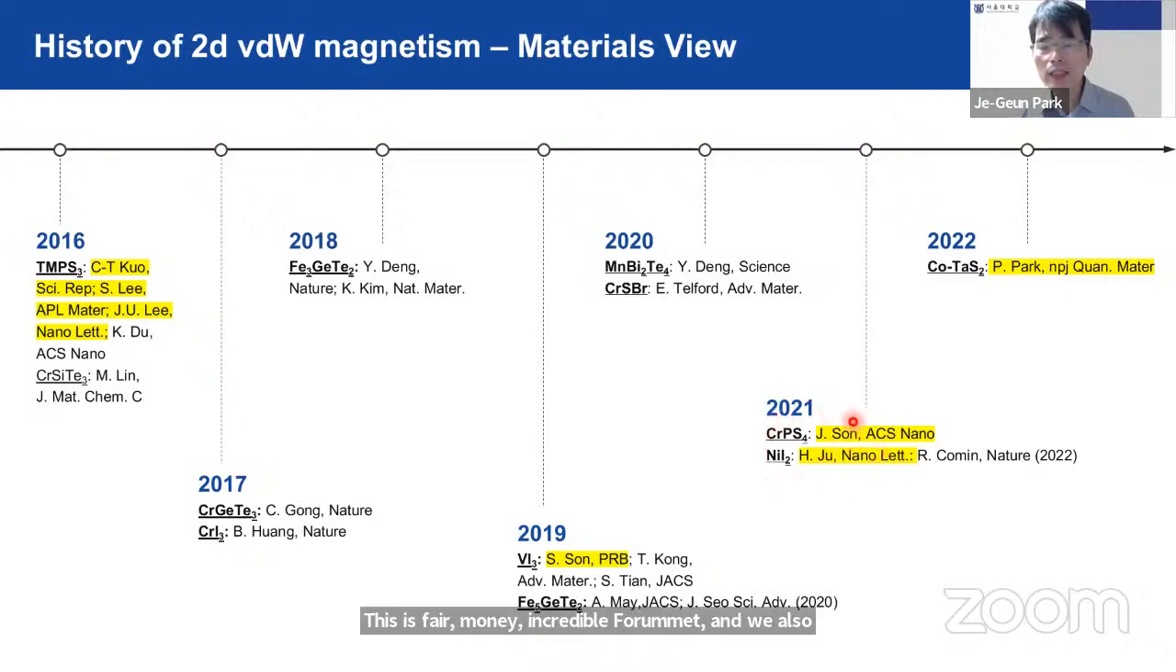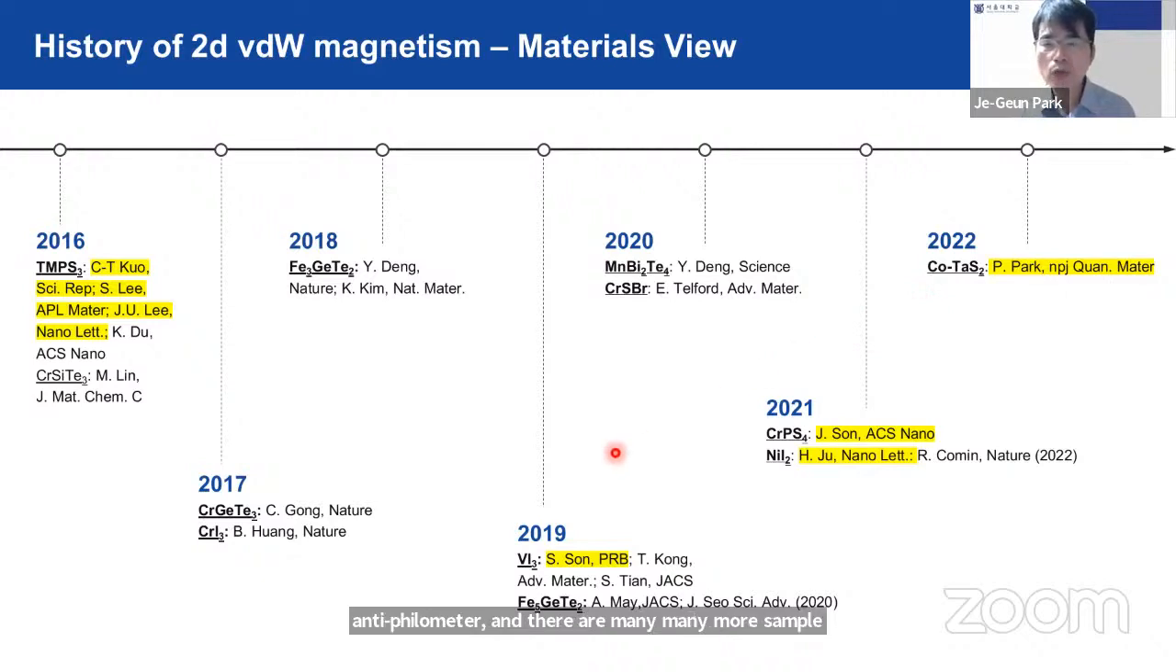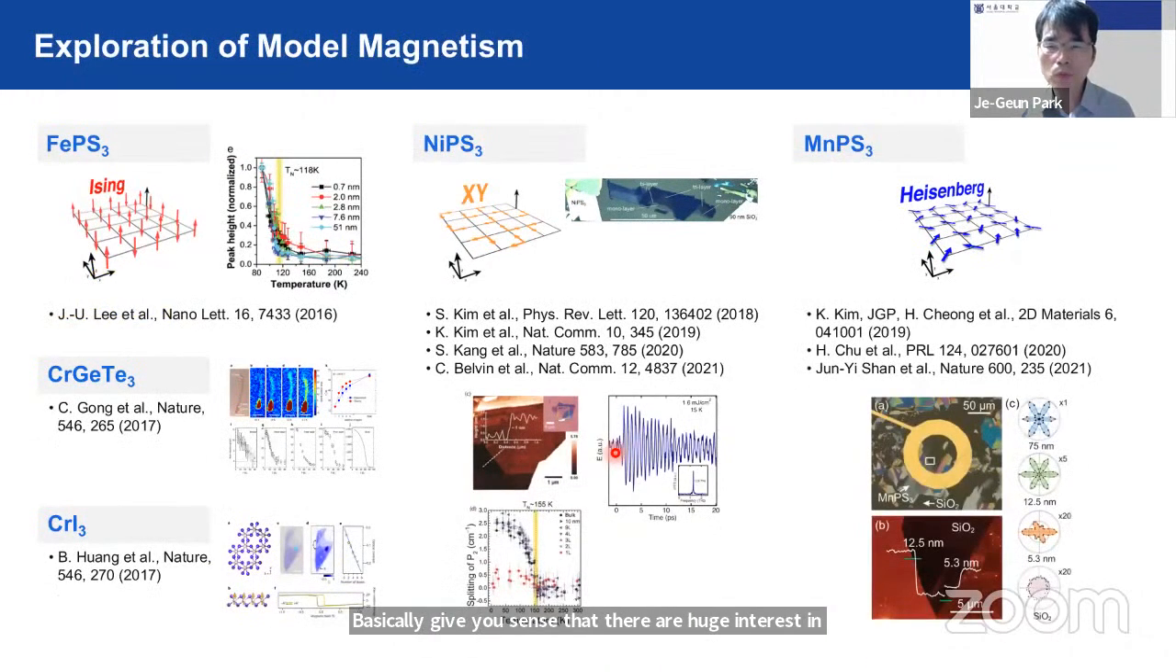And we also reported stable chrome PS4 and also multiferroic monolayer nickel iodine 2. And more recently, we reported a topologically non-trivial anti-ferromagnet. And there are many, many more samples not listed here. So this explosion in activity basically gives you a sense that there is huge interest in this field. At least for me, as a person who got interested in this material from the model Hamiltonian point of view, I'm very pleased to report to you that a lot of these, at least initial breakthroughs about how you can approach the problem of model Hamiltonians in Ising, XY, and Heisenberg, have been done using three anti-ferromagnetic materials and also two ferromagnetic materials.